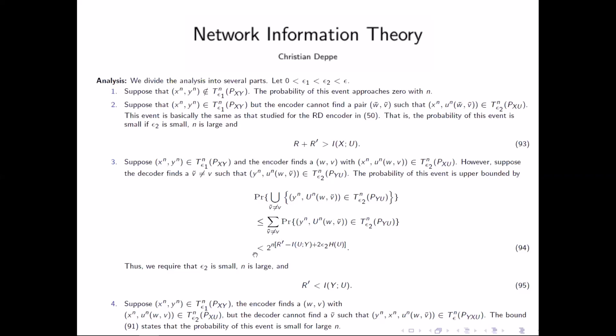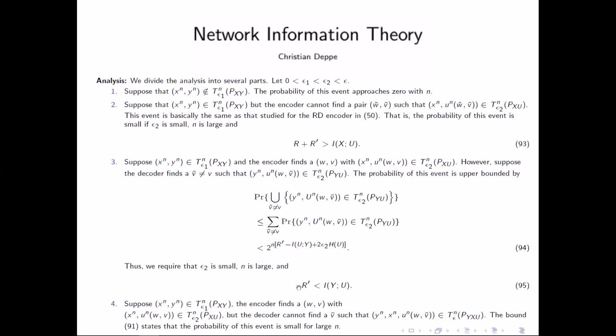Putting this together, we have that this error probability is smaller than 2 to the n times R prime minus the mutual information between U and Y plus 2 times epsilon 2 times the entropy of U. But we want that this goes to 0. So we can choose the bin.